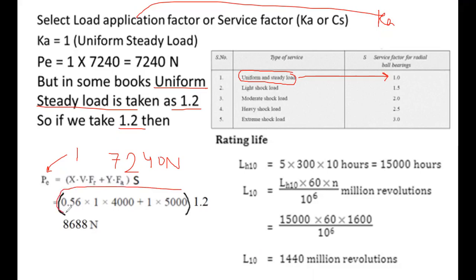But if you take it as 1.2, right, then you will have to multiply this 1.2 with this 7240 Newton. So 7240 into 1.2 turns out to be 8688 Newton. Your equivalent dynamic load is 8688 Newton. We have found out P.